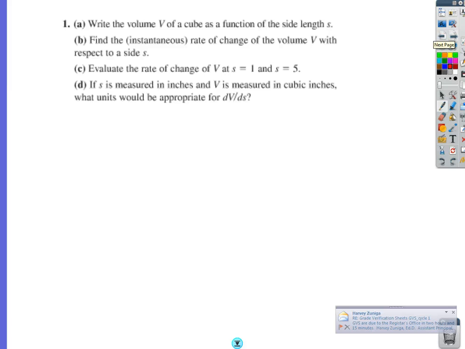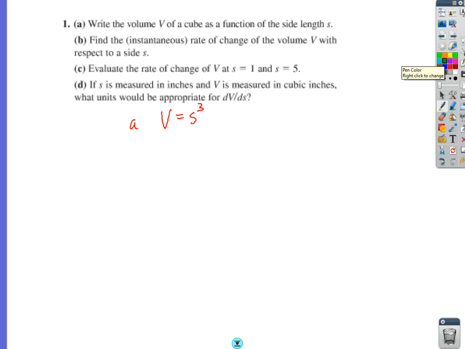Last one: we're going to take a look at how things change in general, stuff you already know, but how do they look when I have a rate of change of something else. So it says here, write the volume of a cube as a function of the side length s. Well, that's easy enough to do, right? Volume of a cube is equal to side cubed. Part B, they say find the instantaneous rate of change of volume with respect to s. That means instantaneous rate. They want me to find the derivative with respect to s.